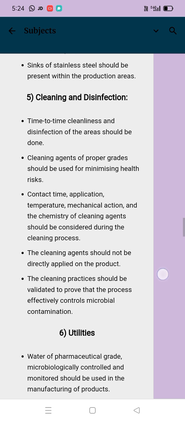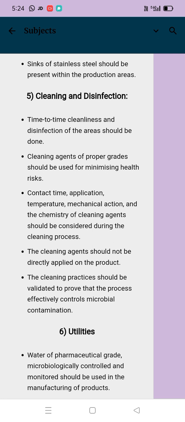And coming to cleaning and disinfection, time to time cleanliness should be followed, and cleaning agents should not have that much risk associated. They should minimize the health risk. And contact time, application, temperature, mechanical action, and chemistry of cleaning agents should be considered, and the cleaning agent should not be directly applied on the product. The cleaning practice should be validated, so under proper guidance only you have to do all the cleaning operations.